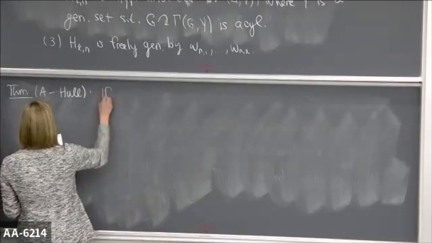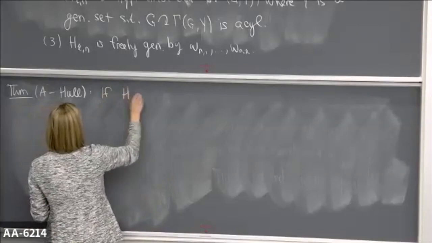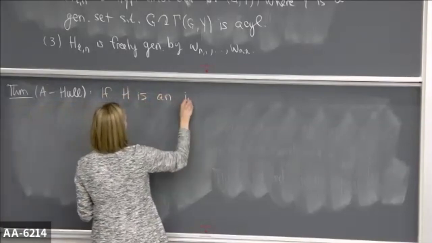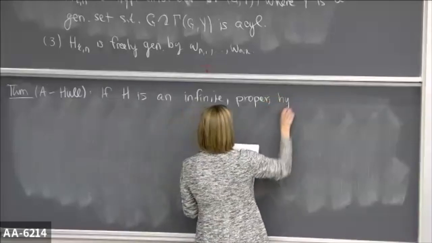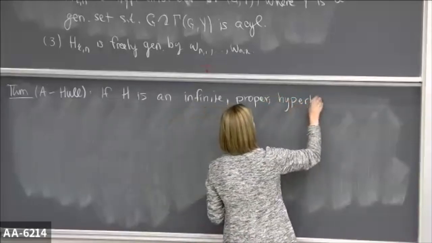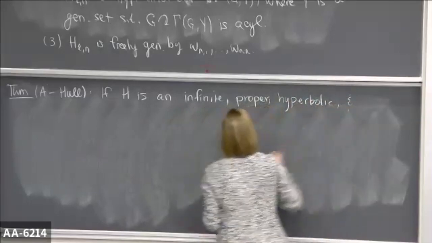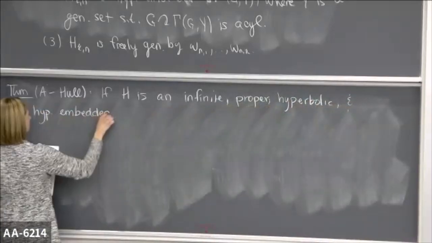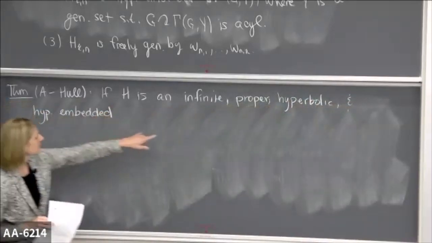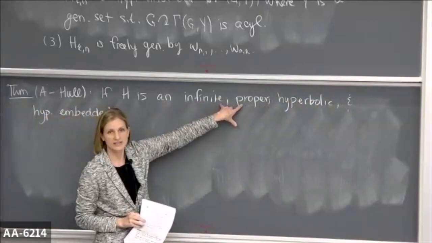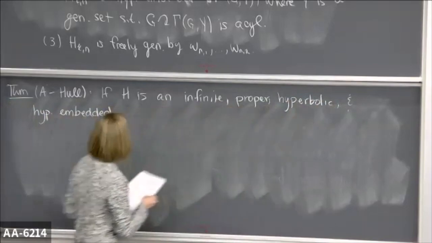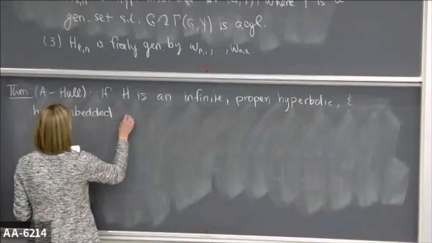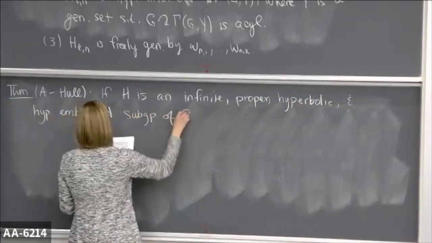So we show that if H is an infinite, proper, hyperbolic, hyperbolically embedded subgroup of G, and I guess I could have said that infinite and proper means it's a non-degenerate hyperbolically embedded subgroup. So really the extra condition is that it's a hyperbolic group itself.